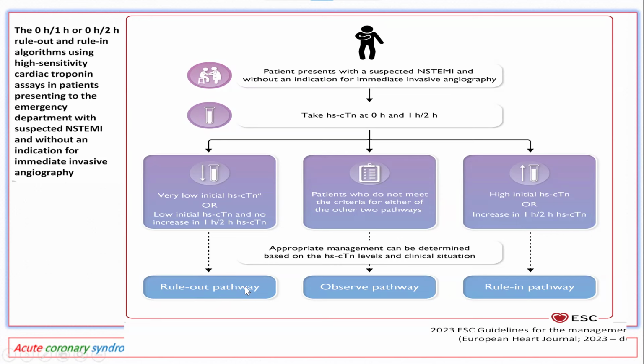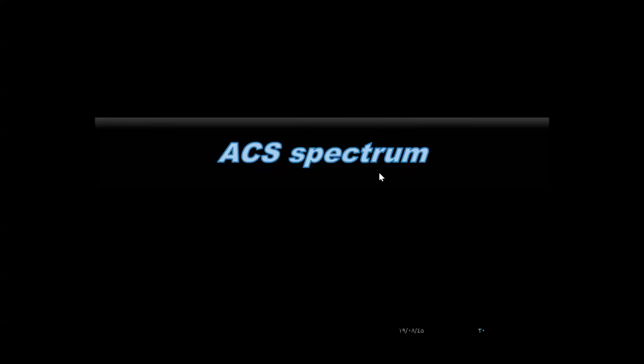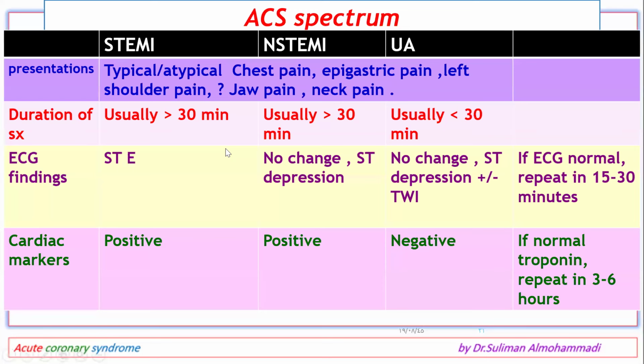But if the high sensitivity troponin initially is elevated or increased at 1 or 2 hours, then we can go that way. If it is in between, we will observe the patient. So the ACS spectrum includes STEMI, non-STEMI, and unstable angina.